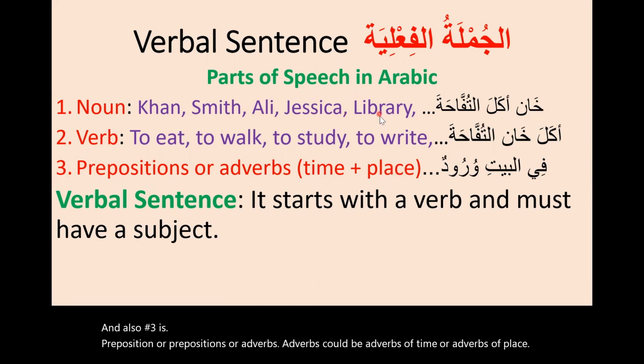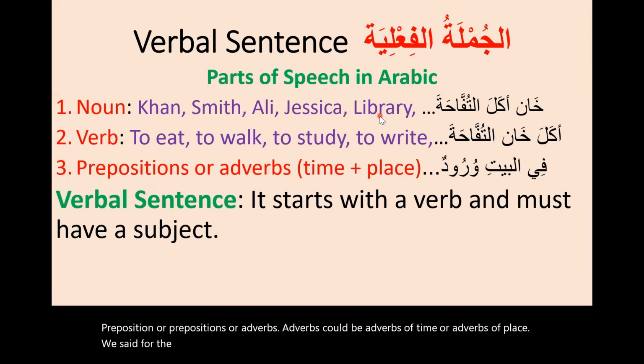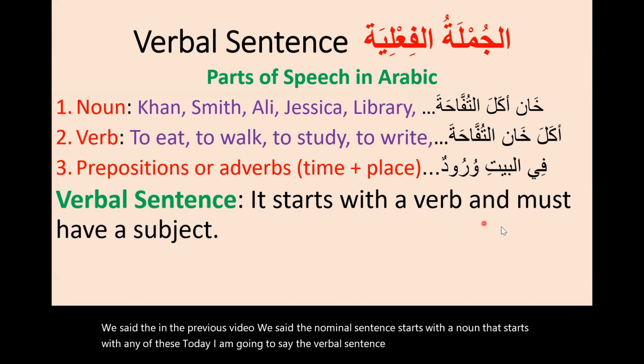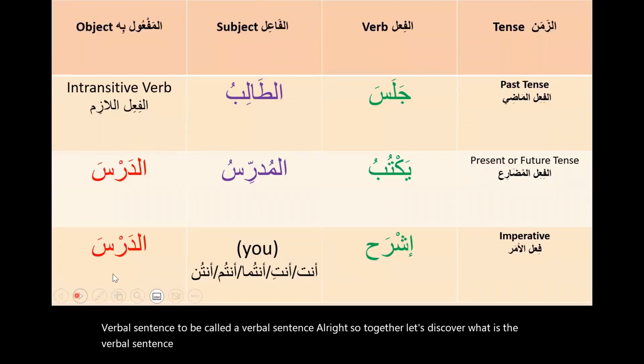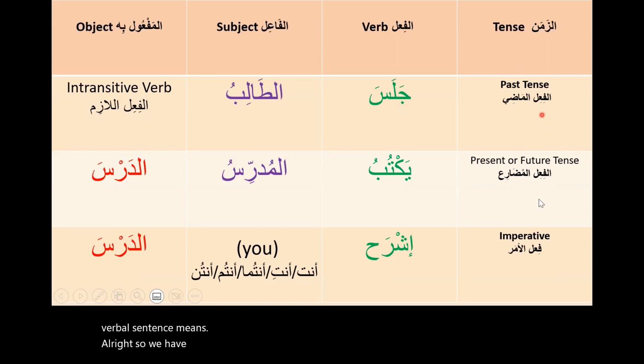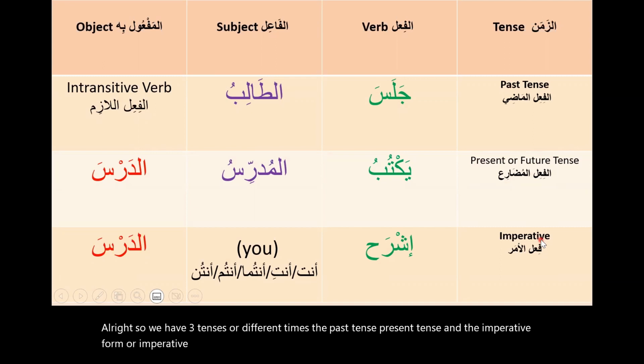We said in the previous video that the nominal sentence starts with a noun, starts with any of these. Today, I am going to say the verbal sentence starts with a verb and must have a subject. So there should be a verb and a subject. We have three tenses or different times: the past tense, present tense, and the imperative form in Arabic. So let's take some examples.